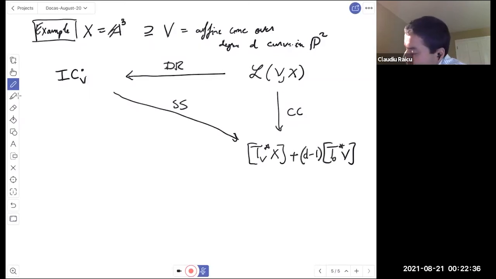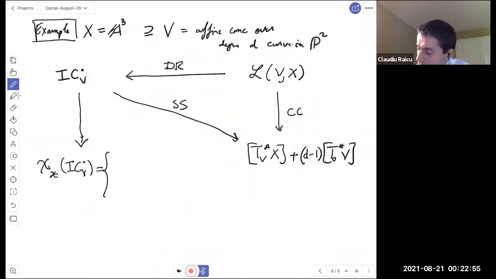Okay, so that's one part of the diagram. Then you could also look at the local intersection cohomology Euler characteristics. And then, of course, what we get is 0 outside V.